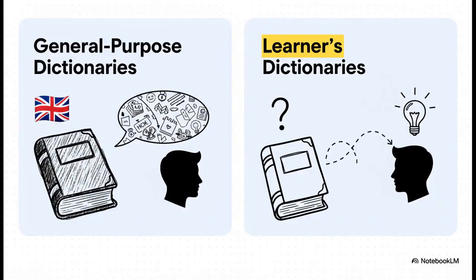And right here, we see one of the biggest splits in how dictionaries are designed. On one hand, you've got your general-purpose dictionaries. These are for native speakers. They kind of assume you already have an intuition for the language. But then you have learners' dictionaries, and these are a whole different beast. They're built from scratch for people learning the language, often with way simpler definitions and lots of examples. This distinction is absolutely crucial, so make a note of it.